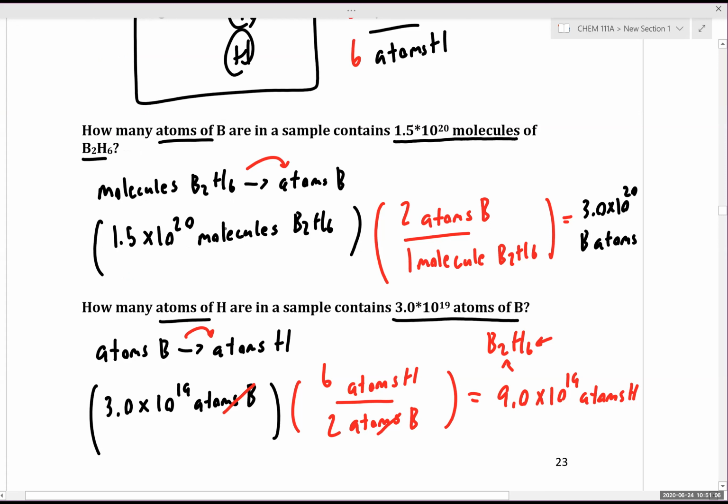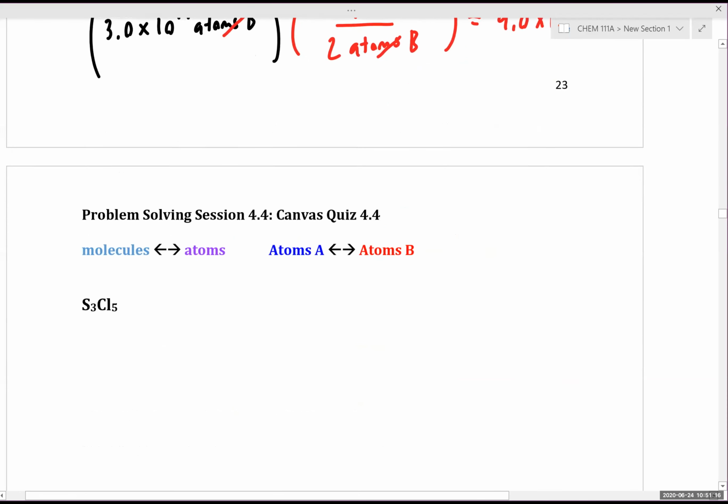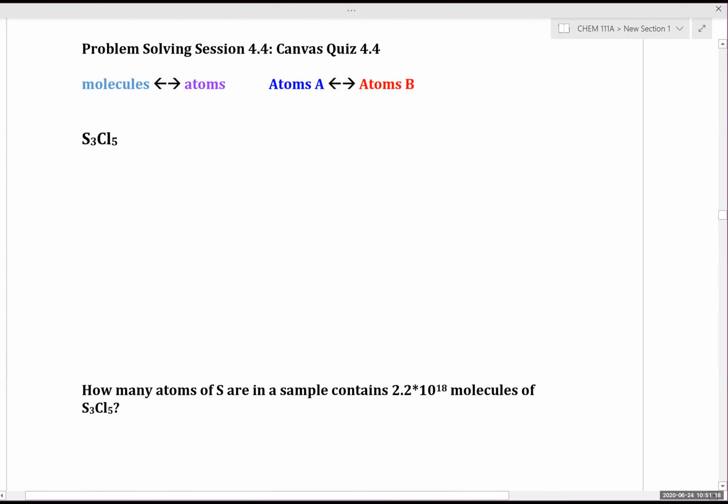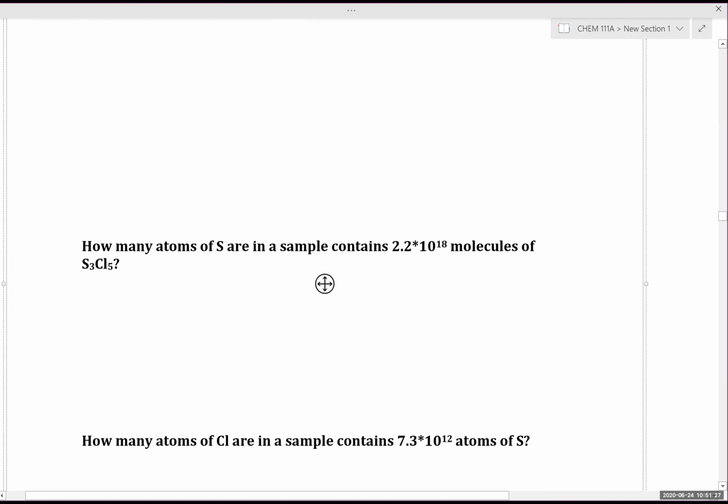Any questions on these examples? If not, let's work on a problem solving set. This is found in Canvas Quiz 4.4. Given the following formula, I'd like you to answer the following 2 questions.